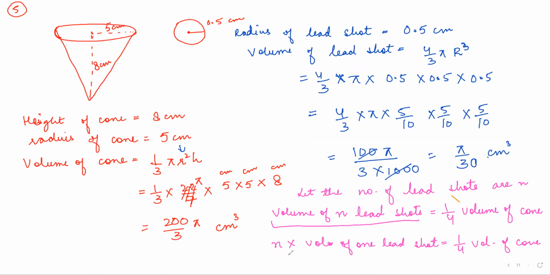So I have to find n, right? So from here, my n will become 1/4 of the volume of cone, and this will come in division by the volume of one lead shot. Ma'am, can you once go back? Sure, sure.